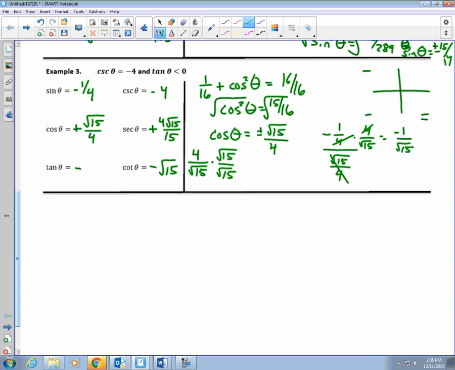Now, tangent is negative 1 over the square root of 15. So I multiply top and bottom by the square root of 15, and we get negative root of 15 over 15. Do you get my point, folks? If you had not written cotangent first, then when you flip this, you would have had a radical in the denominator. It's just easy to look at it right away. So if that saves you some time, then great.